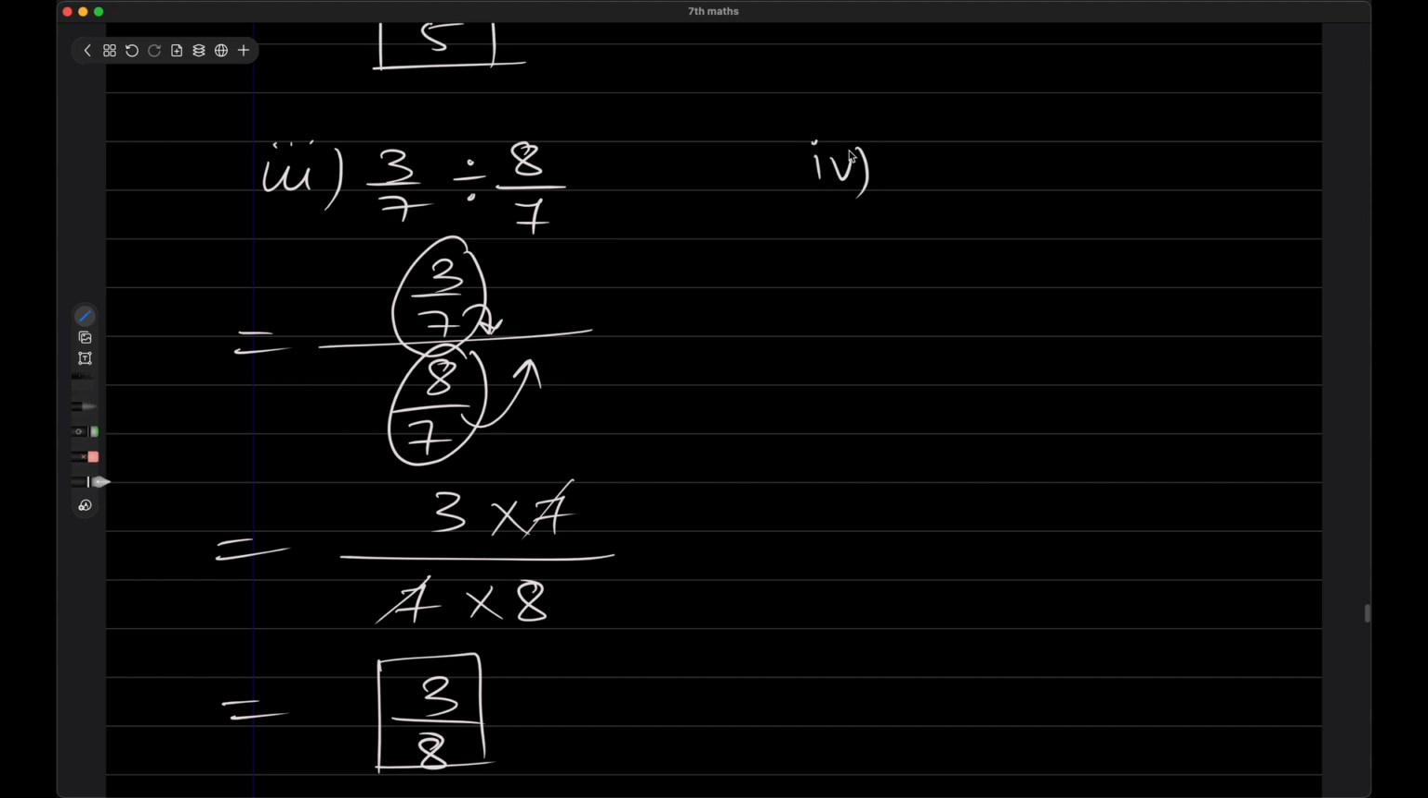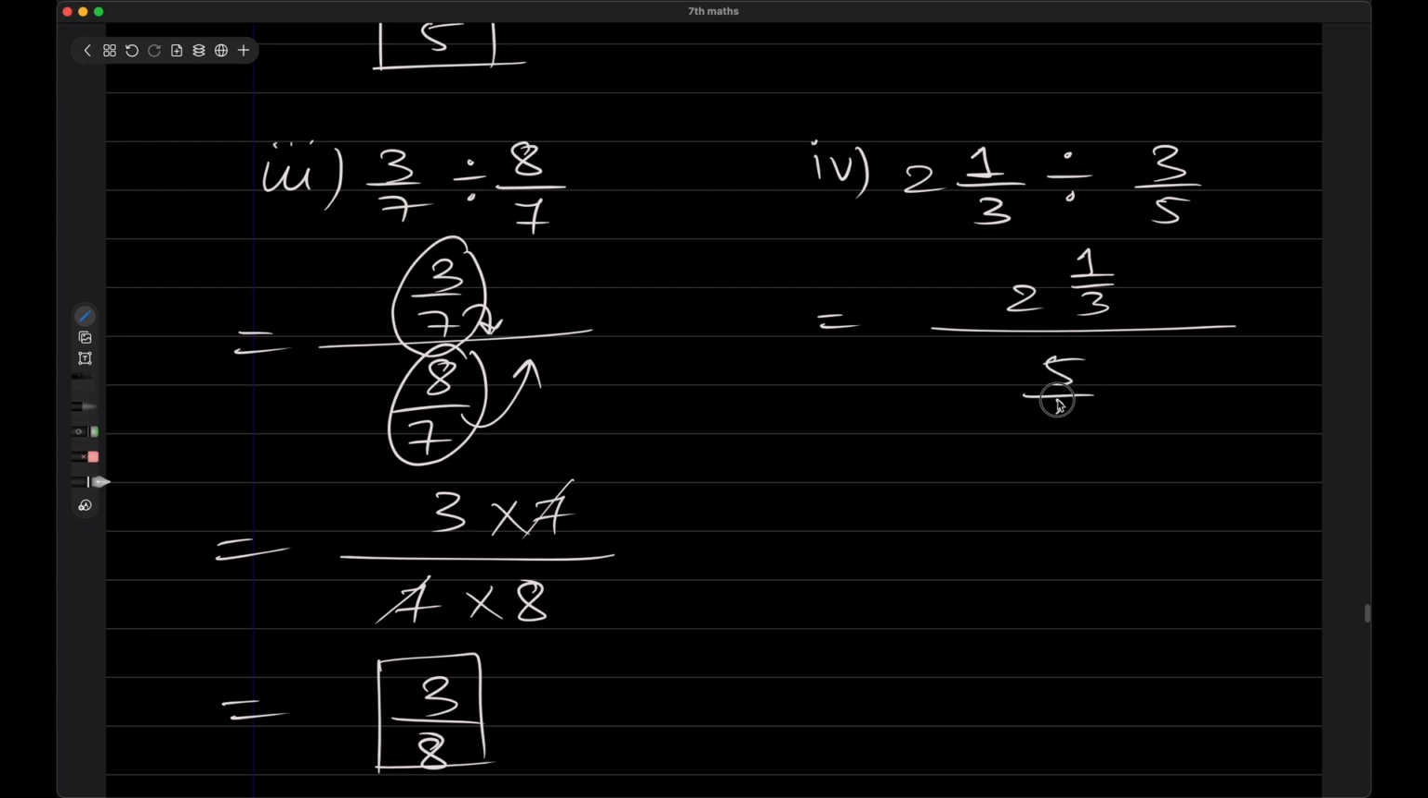Fourth, 2 whole 1 by 3 divided by 3 by 5. Starting from the division sign, write left side above the division sign and right side below the division sign. We have to convert the mixed fraction to improper fraction, that is 3 2s are 6 plus 1 is 7 by 3, and the denominator 3 by 5.